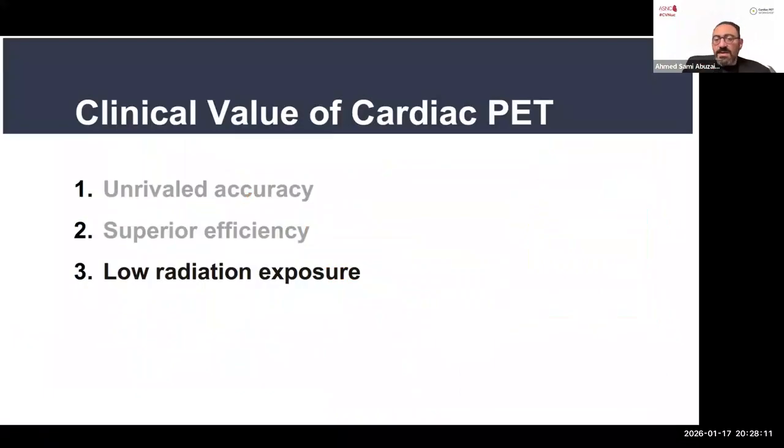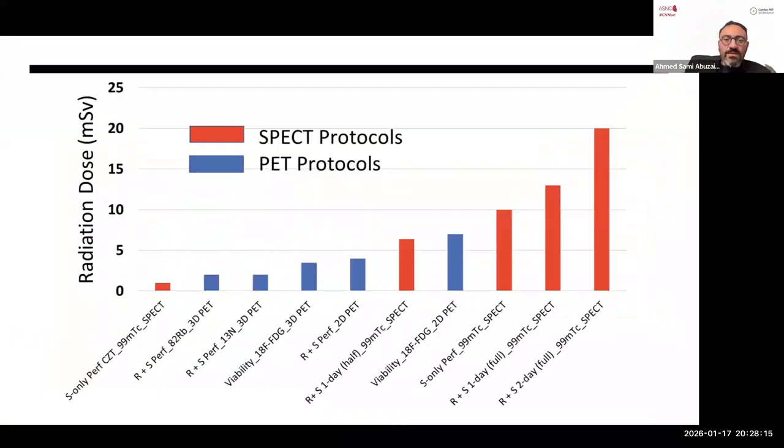If you add a CT to the PET, that's going to increase radiation. I don't think so, because we did look into that. With all the PET protocols, as you can see, it's still going to be lower than your SPECT thallium or technetium. And even if you have a CT or not, if you give FDG or rubidium, regardless.